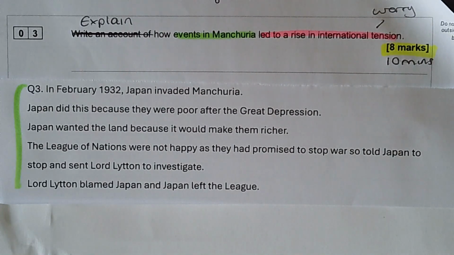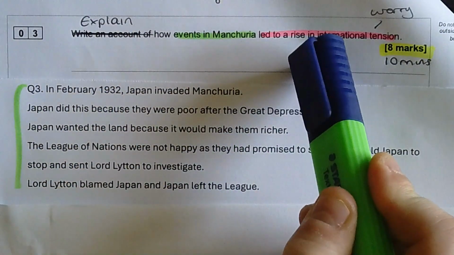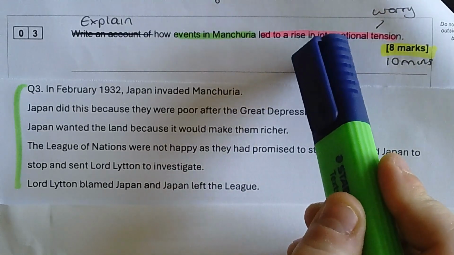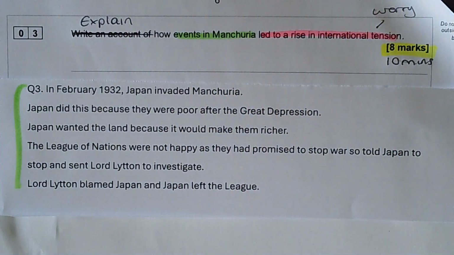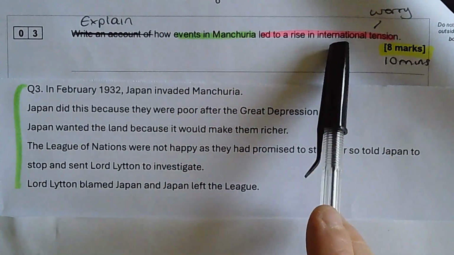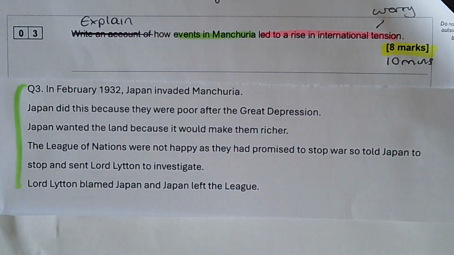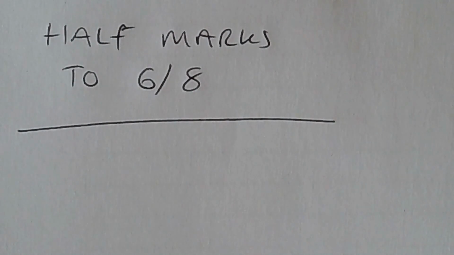Now, some of you already should be identifying that this question is asking us about 2 things: events in Manchuria and how it led to a rise in international tension. So what needs to happen next is we need to add, to get higher marks, some of this, how it led to a rise in international tension, and we need to reduce the bits in green. What we're going to do now is have a look at how to get those half marks all the way up to 6 out of 8 marks, which is what we should all be aiming for on this question.